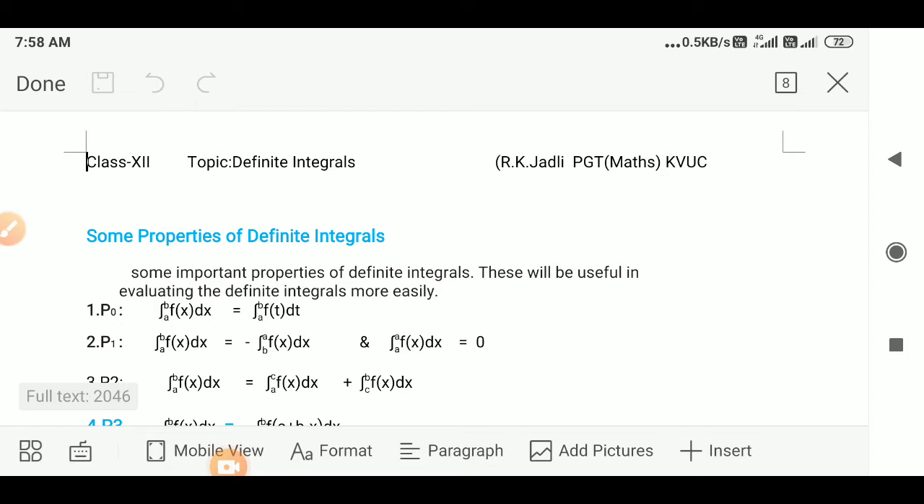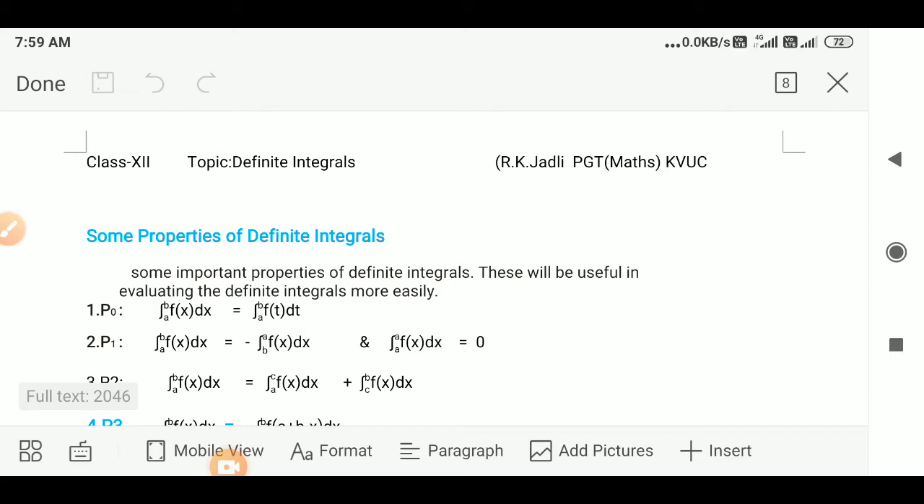b f(t) dt. If we change the variable and the limits are the same, then there will be no effect in the result. Means if we have variable x and it is changed with variable t in the same manner, then integral a to b f(x) dx will be the same as integral a to b f(t) dt.